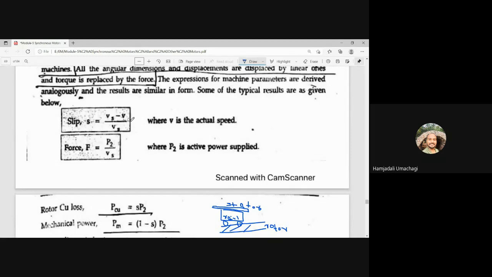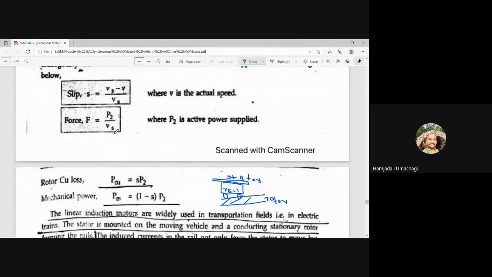If you look at the slip formula for the three-phase induction motor, it is slip S equal to Ns minus N divided by Ns. But in the linear induction motor (LIM), slip is given by the formula Vs minus V divided by Vs, where V is the actual speed. Similarly, in the three-phase induction motor there is torque, but in the linear induction motor, analogous to the torque there will be force. Force is given by the formula P2 by Vs.